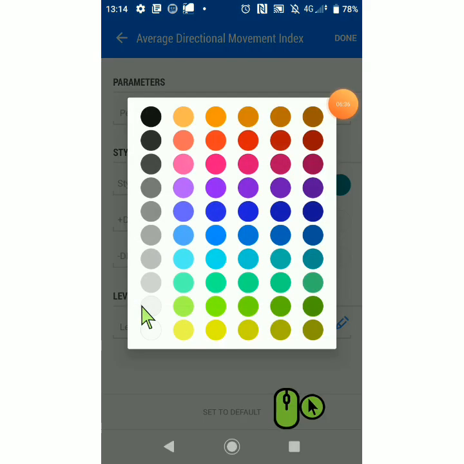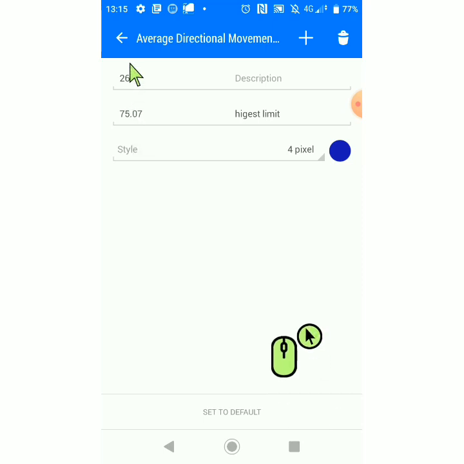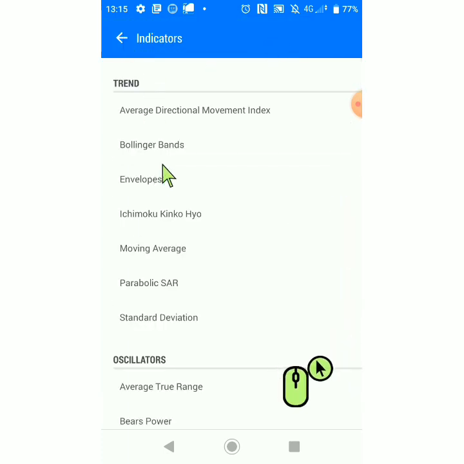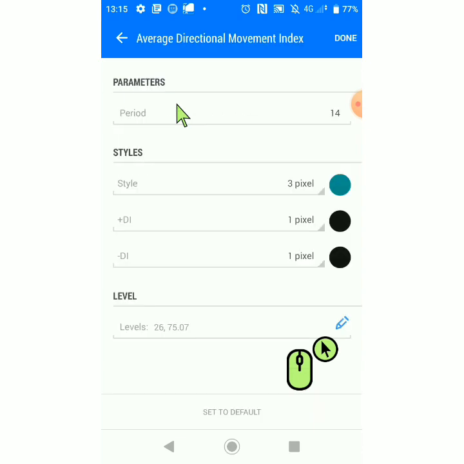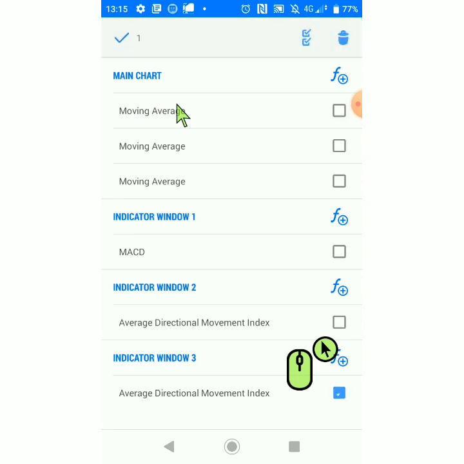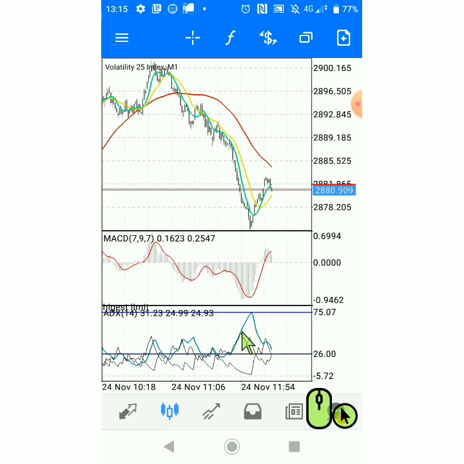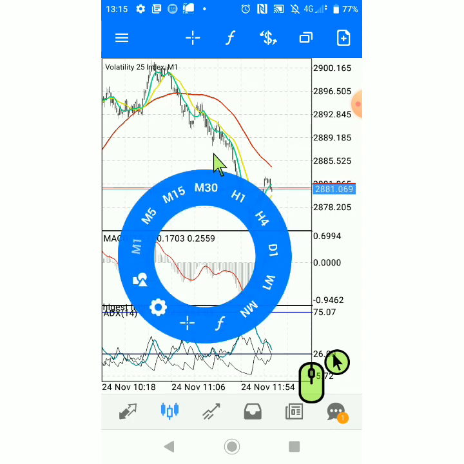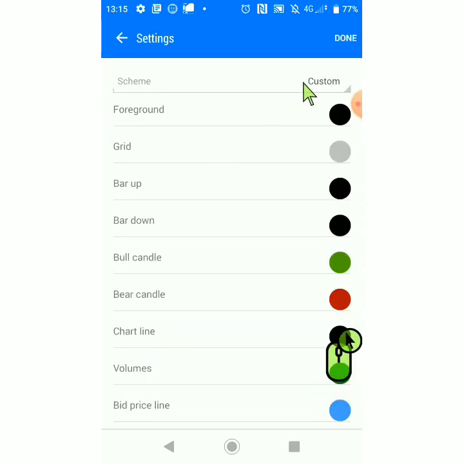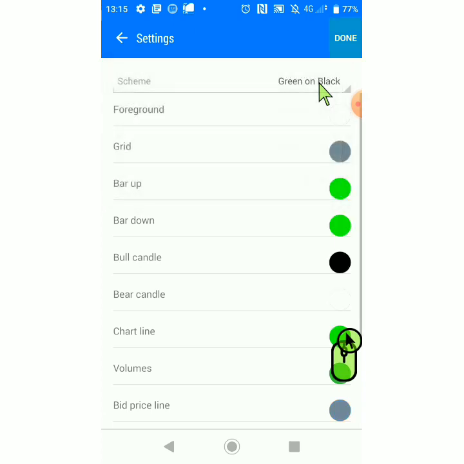Let me make it black. Okay, then under our levels we have 26 and 75.07 highest limits so far. All right, we'll click on done. Just take note, these two black lines, I need them to be removed. Why I made it black is I want to make my chart background black. So I'll go straight here and make my chart background black. Green and black. Okay.